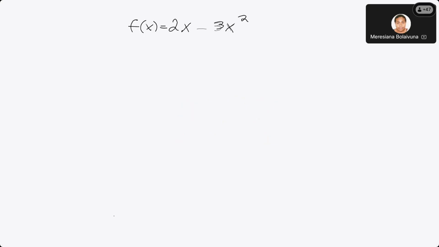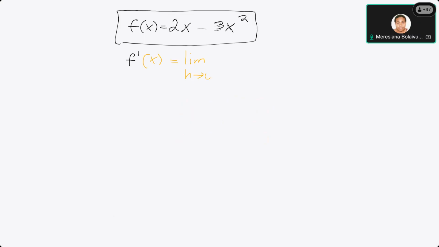Minus 3x squared. So the definition of derivative says to find f dash of x, right? So to find f dash of x, we have to find the limit as h approaches 0 for f of x plus h minus f of x divided by h. This right here is the definition of derivatives.